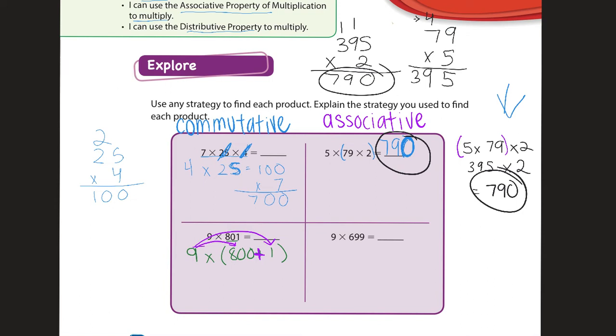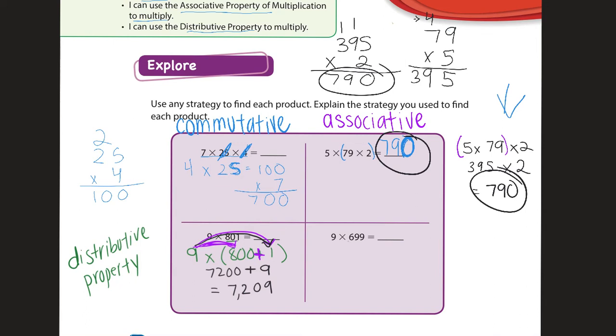So 9 times 800. So 9 times 800 is easy because 9 times 8 is 72. And then we add the 2 zeros. And now we do 9 times 1, which is 9. And we add those two together, which equals 7,209.